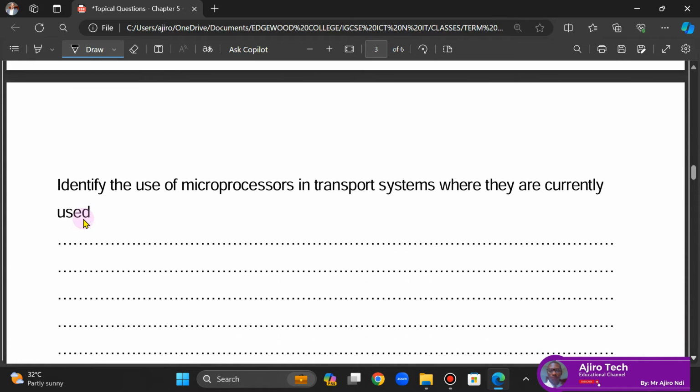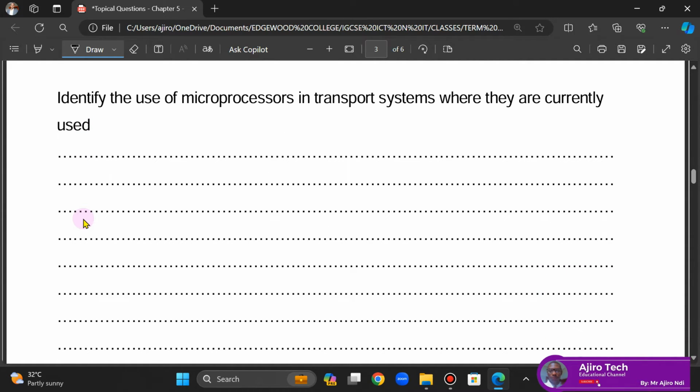Okay. So let's get the next one. Identify the use of microprocessors in transport systems where they're currently being used. So let's look at where they're being used.